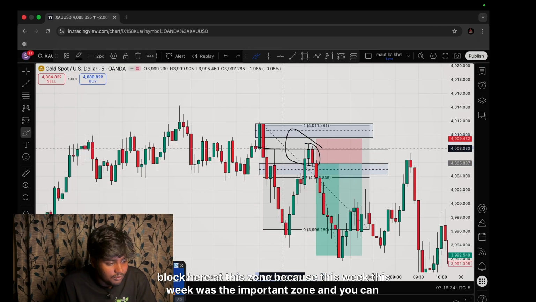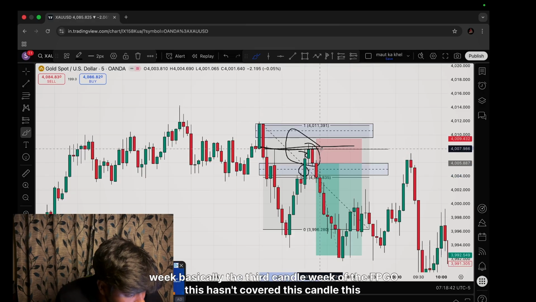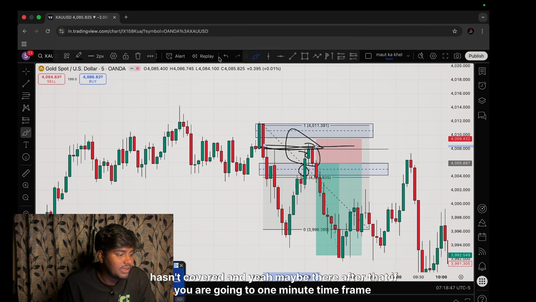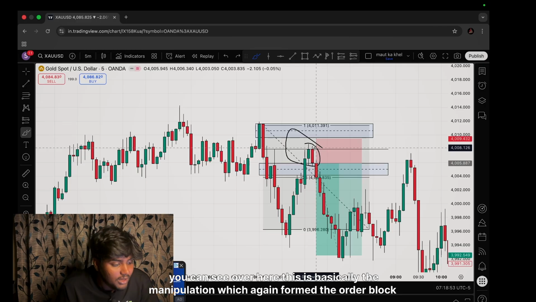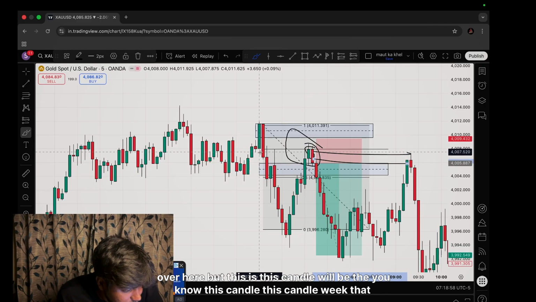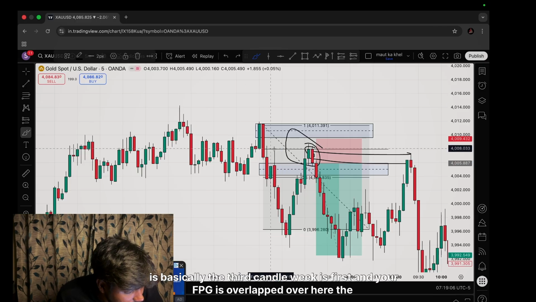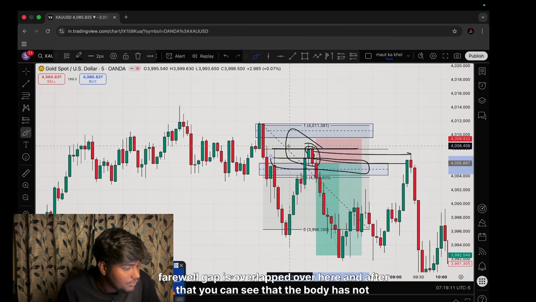At this zone, this wick was the important zone. And you can consider this candle's wick, because the FVG over here is the third candle wick of the FVG. This hasn't been covered. And maybe after that, if you go to the 1 minute time frame, you can see over here, this is basically the manipulation which again formed the order block. But this candle wick, basically the third candle wick, is first, and your FVG is overlapped over here, the fair value gap is overlapped over here.